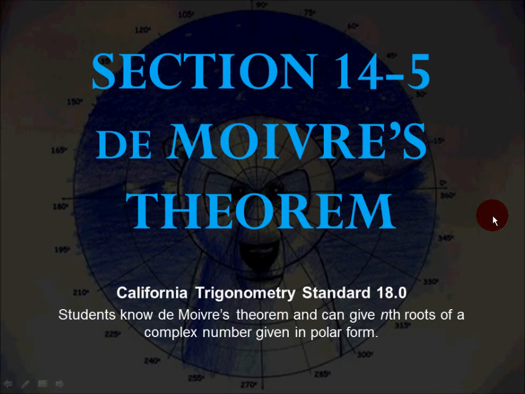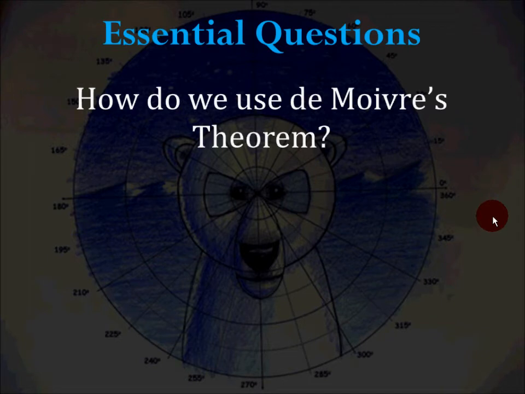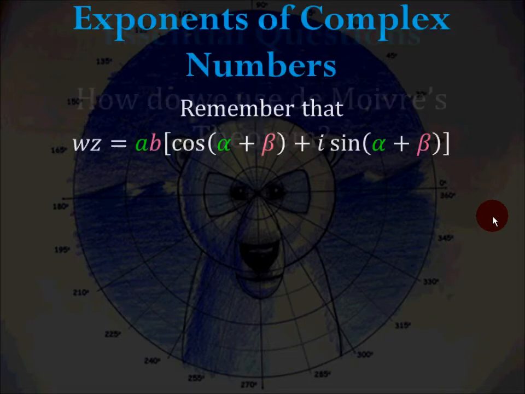This is section 14.5, de Moivre's theorem. We are going to take roots and exponents of complex numbers in polar form. How do we use de Moivre's theorem? It probably would help you to know what it is.